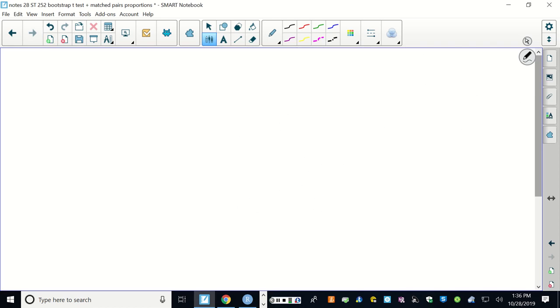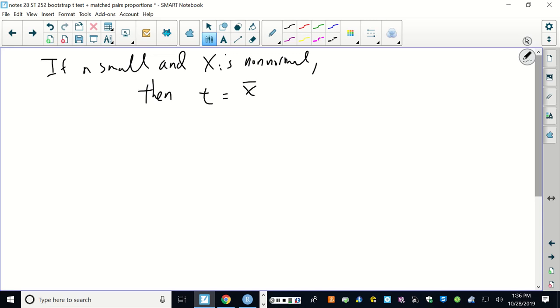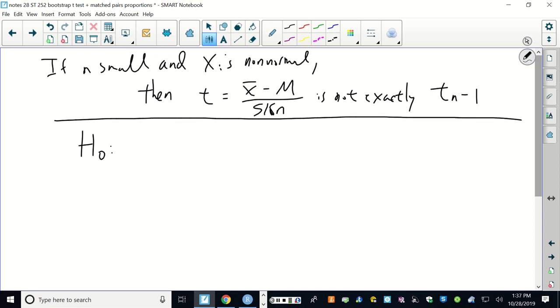So if n is small and the xi's are non-normal, then our statistic is not exactly distributed as a t(n-1) distribution, and so we're going to simulate and look at how it looks in replications and make decisions based on what we get out of that simulation rather than the theoretical curve. So this is presented as kind of the general case, as a motivating example.